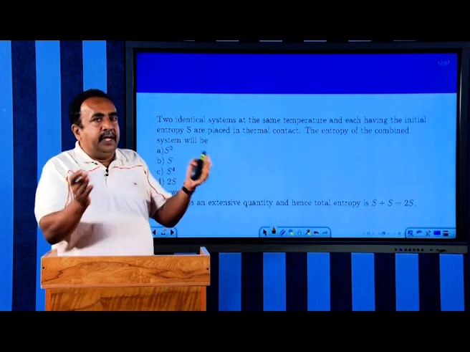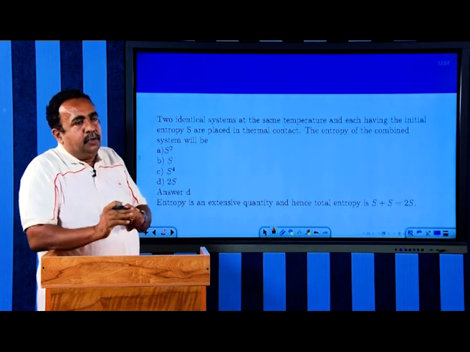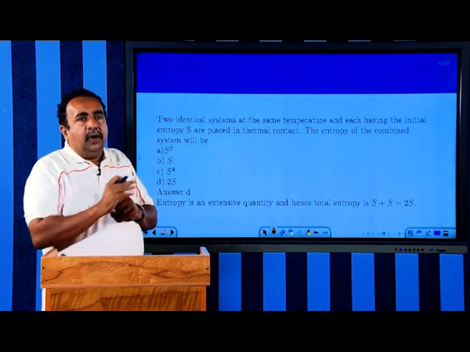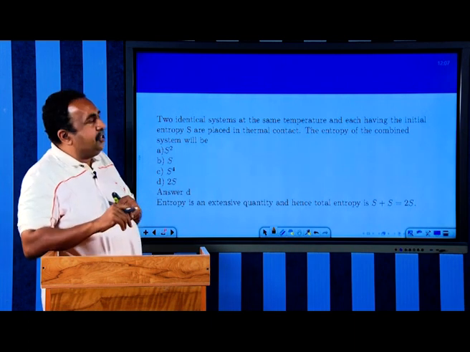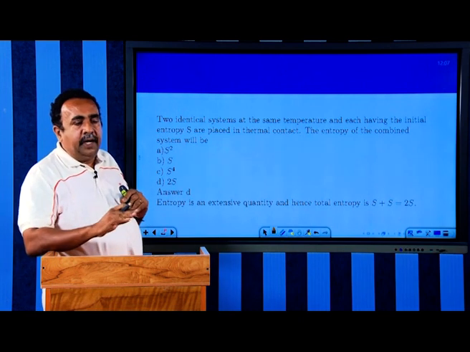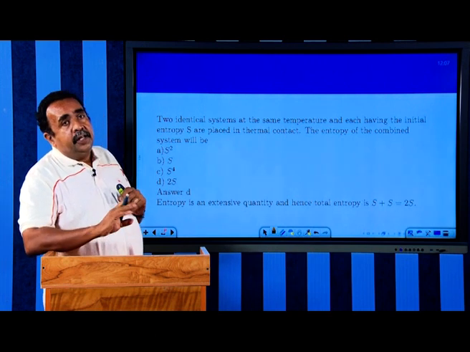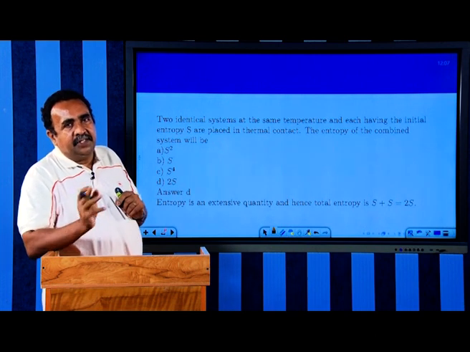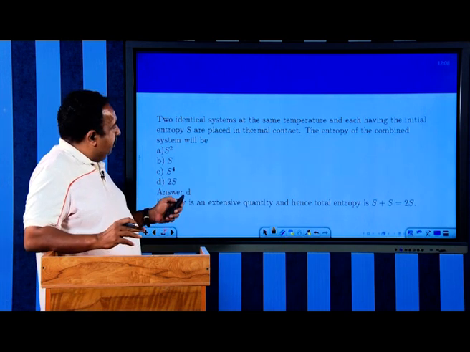If you have two chambers and I remove the partition, or you can have a thermal partition where you can exchange energy, so they are in thermal contact, then the entropy of the combined system will be equal to, if the first has entropy S1 and the second has S2, I told you that entropy is an extensive quantity, therefore the total entropy will be equal to S1 plus S2. The first one is S, the second one is S, so the total entropy will be equal to 2S. The answer is D.